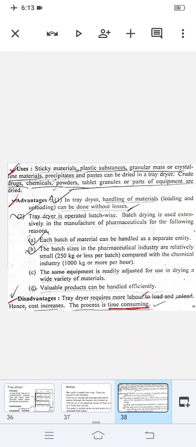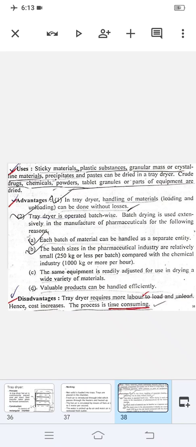What are the uses of this tray dryer? Sticky material, plastic substances, granular mass or crystalline material such as precipitates, paste, etc. can be dried in tray dryer. Crude drugs, chemicals, powders, tablet granules or any other parts of equipment are dried in the tray dryer.